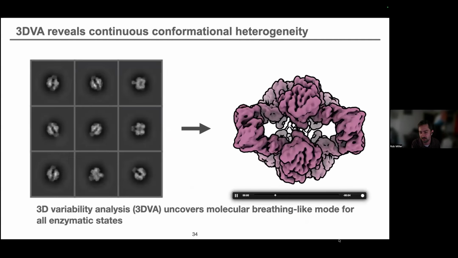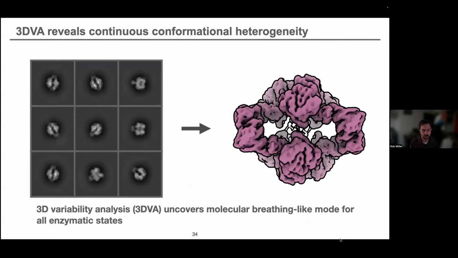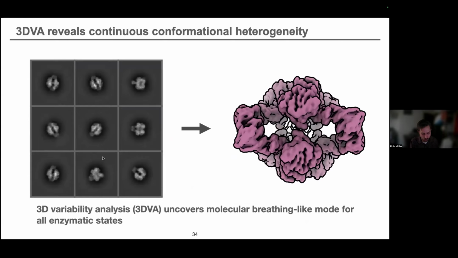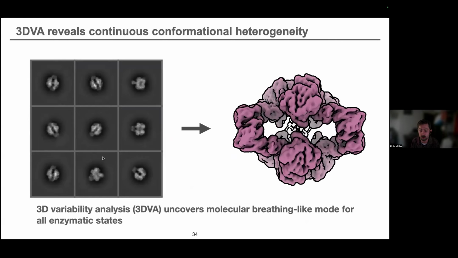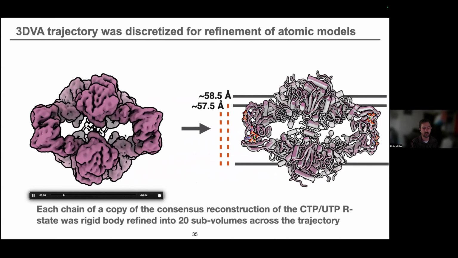And so in order to investigate this, we used a relatively straightforward approach known as 3D variability analysis, which, very briefly, from a consensus reconstruction, attempts to map the variability of a particle stack onto an imposed linear trajectory. And what we observed for all enzymatic states is that they display a single primary continuous mode, a sort of molecular breathing-like motion, where the enzyme samples between a more compacted and more expanded state. And although I spent a lot of my PhD staring at these movies, as they're really rich in information, for example, you can see the correlated motions of key helices with the degree of expansion of the enzyme.